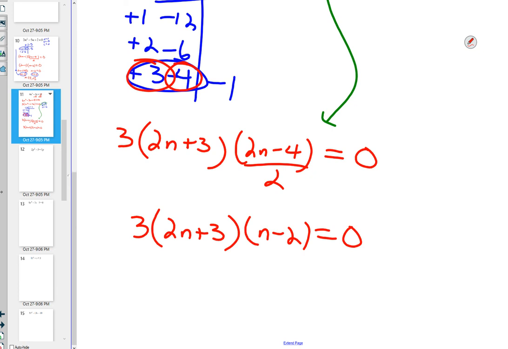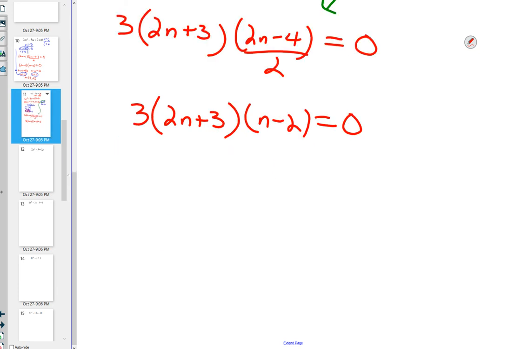How many factors do I have? I have 3 factors. A factor is a number that you're multiplying. I have 3 factors, and I'm supposed to make each factor equal to 0, but the purpose of that is to solve. And we solve for a variable. That 3 in front does not have a variable, so I can ignore it.